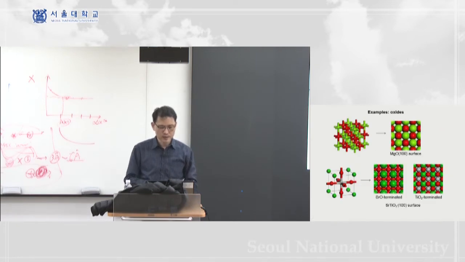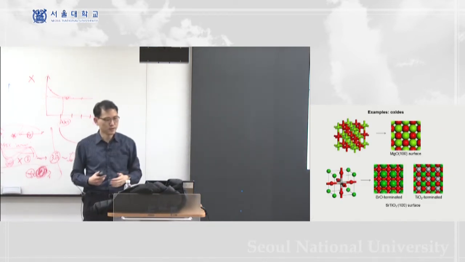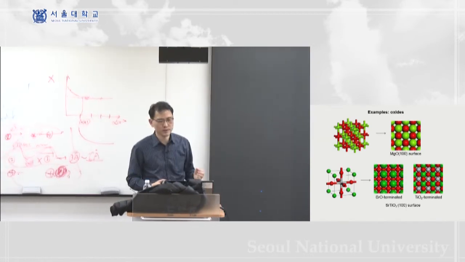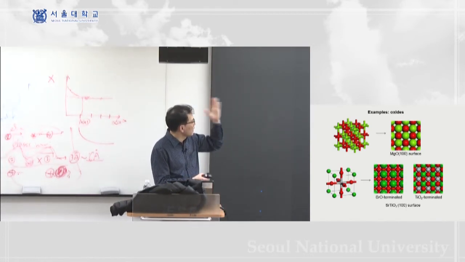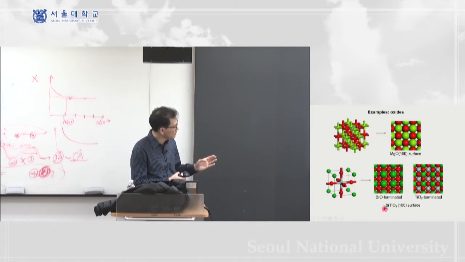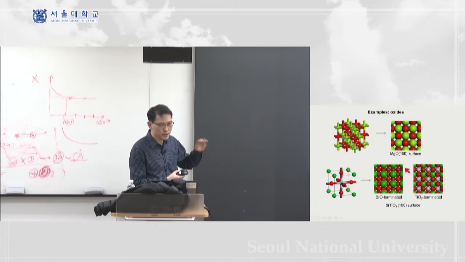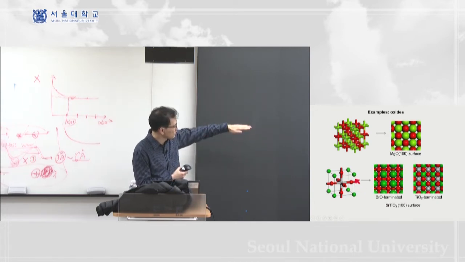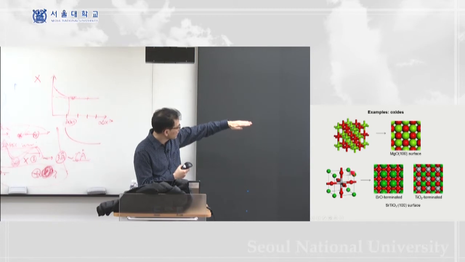All right, and the previous example was a unary system. In the case of a compound, this is a little more complicated. In a high symmetry material like this MgO, the 100 surface looks like that. Okay, so there's only one choice. But in the case of strontium titanate, which is a well-known perovskite material, even for the 100 surface, we have two different types depending on how you cut this material. Okay, if you cut at the top here, then your surface will be strontium oxygen terminated.